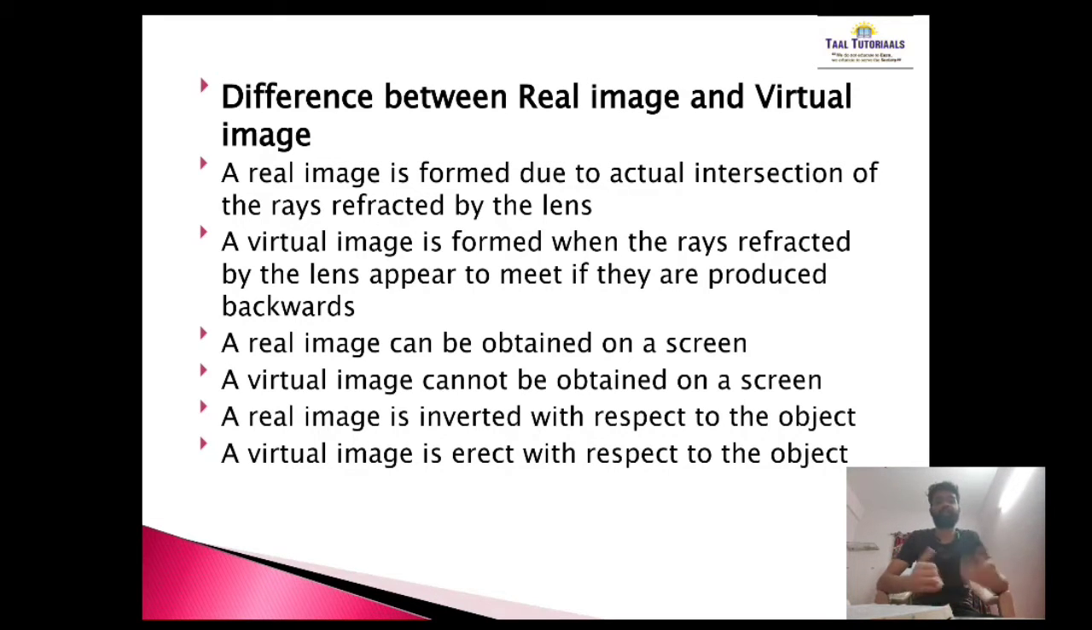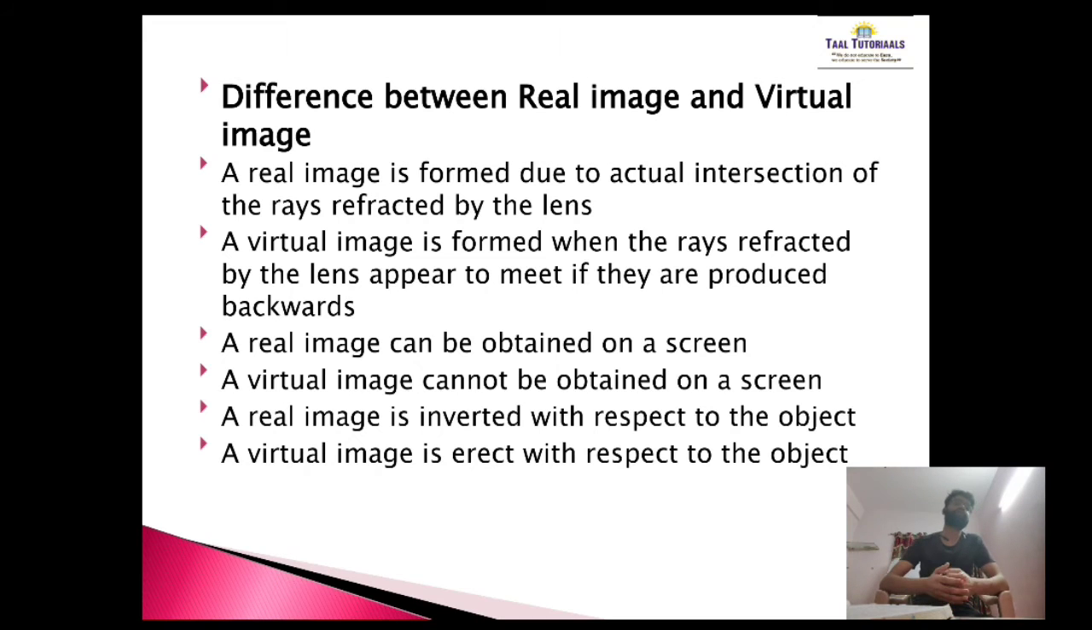Before differentiating, let me define what a real image is. If the rays from a point of an object, after refraction through the lens, actually meet at a point, the image is real. If a screen is placed at this point, the image is obtained on the screen. A real image can be obtained on the screen, and it is inverted with respect to the object. However, a virtual image: if the rays from a point of an object, after refraction through the lens, do not actually meet at a point but appear to diverge from a point, the image is virtual, that is, imaginary. The virtual image is erect with respect to the object.